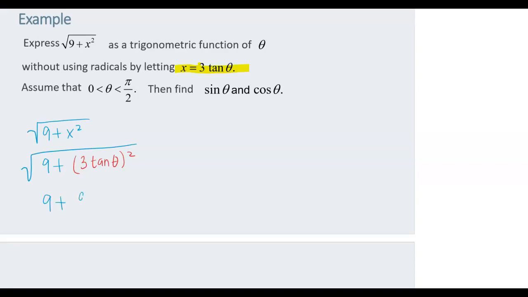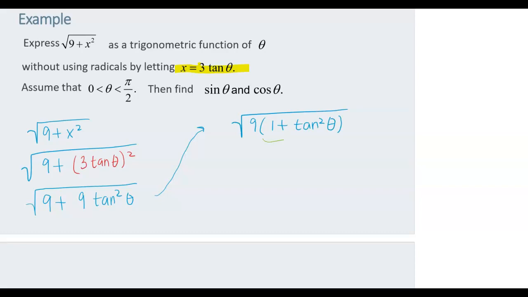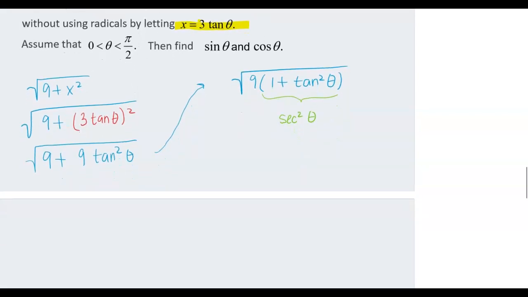So I've got 9 plus 9 tangent squared theta. I just squared both of those items. So then if I factor a 9 out, and this is the reason that we use this substitution, is that we end up creating a Pythagorean identity. This is the same as secant squared theta, which is nice because now underneath the radical symbol, I have 2 perfect squares so that I can take the square root of this whole thing.